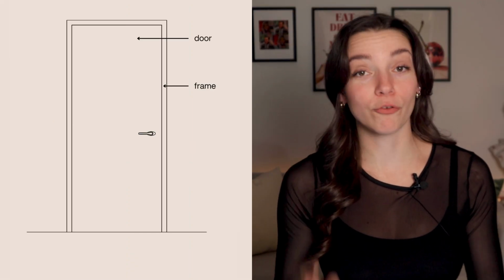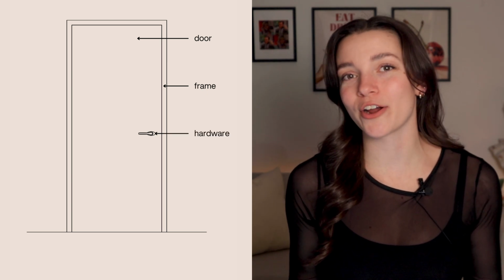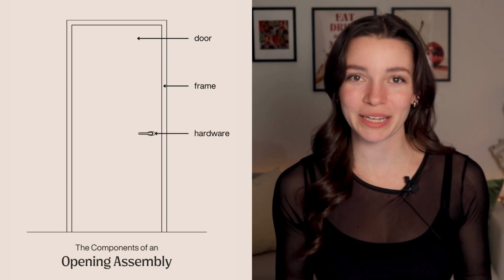There are three basic components of a door system: the door itself, the frame, and the hardware. These components combined all together are known as an opening assembly. Wood doors are the most common type for both residential and commercial construction.